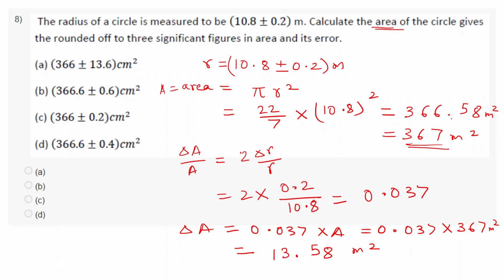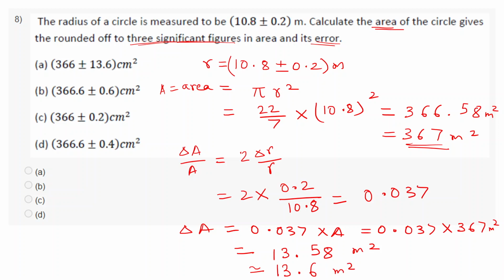We can clearly see, if we round it off, it should become 367 meters square. I don't know why they are taking it like this; up to 3 significant figures means only 3 digits we have to keep. It should be 367. I don't know why they are keeping it 366. And the error in area is 13.58, and we have to keep the error also up to 3 significant figures. Right now this has 4 significant figures, so I'll round it off up to 3 significant figures, and it will become 13.6 meters square.